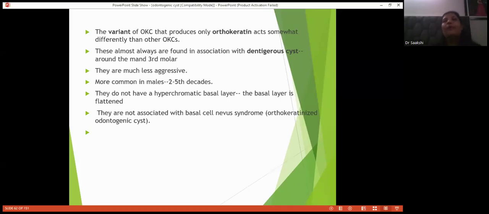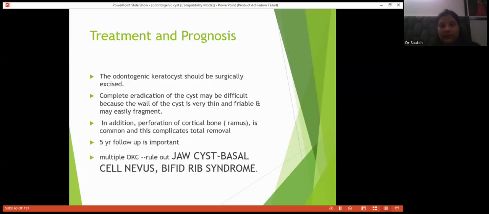They are more common in the second to fifth decade. They do not have hyperchromatic basal layer. The basal layer इसमें flattened होती है. They are not associated with the basal cell nevus syndrome. The treatment, coming on to treatment, it should be surgically excised. The complete eradication of the cyst may be difficult.